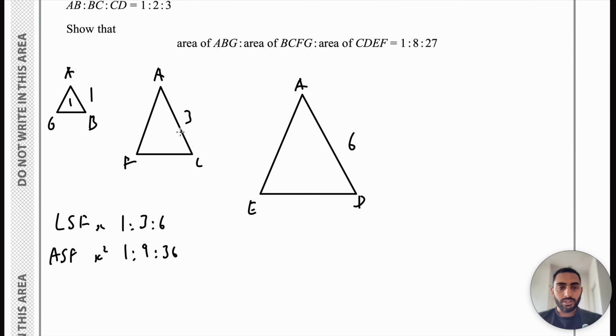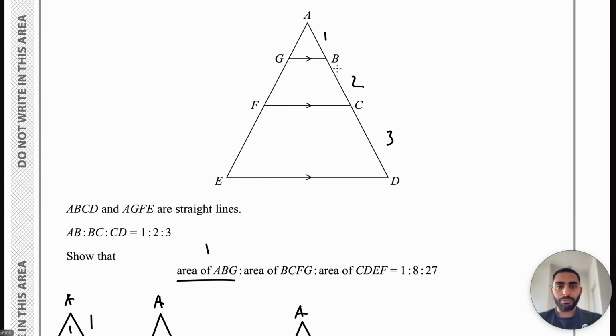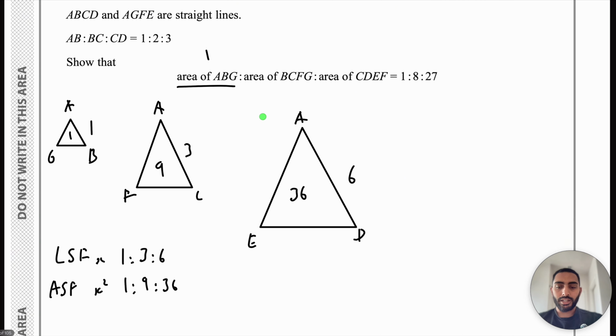So the area of this triangle is 1, the area of this triangle is 9, and the area of this triangle is 36. We already have the area of ABG, which is 1. We need to find the area of BCFG. BCFG is this trapezium over here, and I need to find the area of this large triangle and take away the area of this small triangle over here, ABG. So I'm doing 9 take away 1.